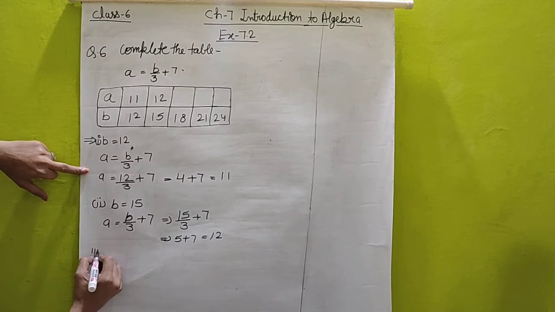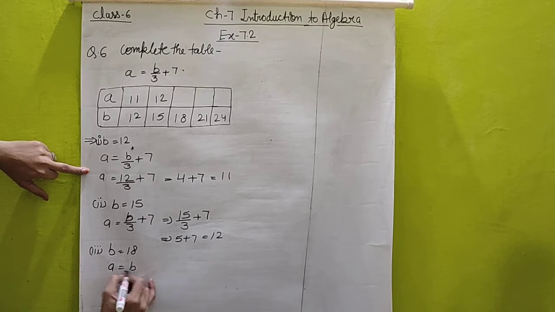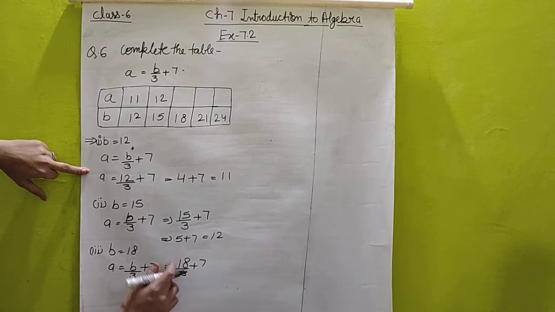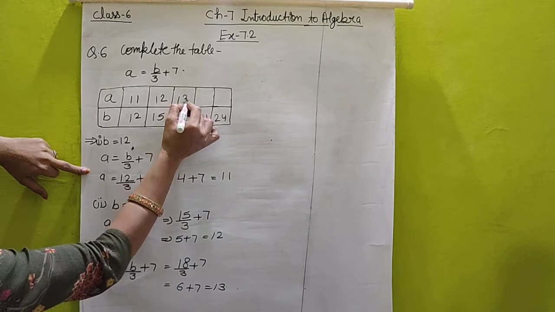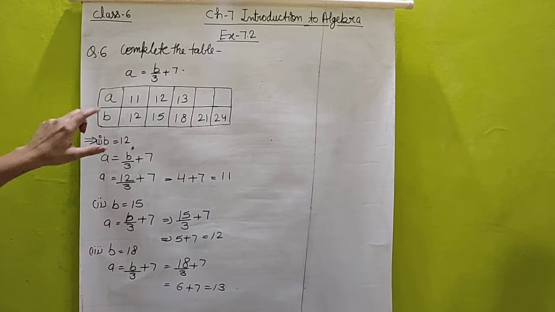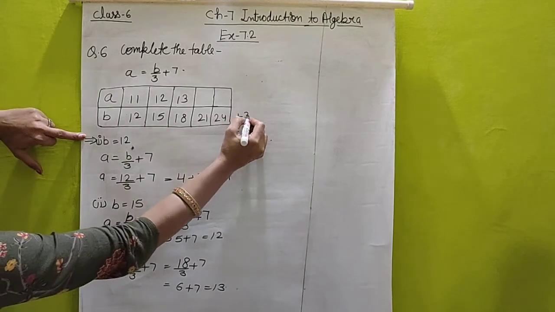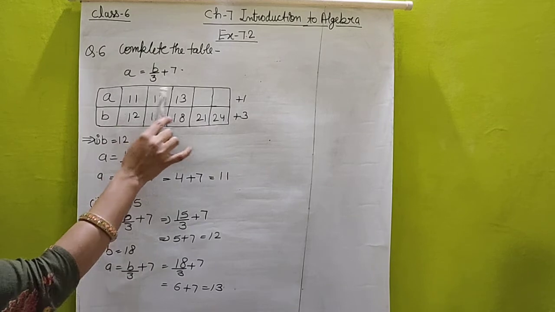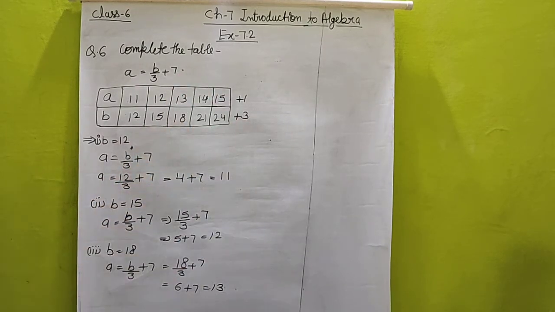Okay, now in the third part, b is given 18. So a is equal to b upon 3 plus 7. B means 18 upon 3 plus 7. 3 sixes are 18, so 6 plus 7 will be 13. Now you can believe that the downside gap is the same. Downside, what is the rule? Plus 3, and upside plus 1. So 11 plus 1, 12, 12 plus 1, 13, 13 plus 1, 14 and 14 plus 1, 15.